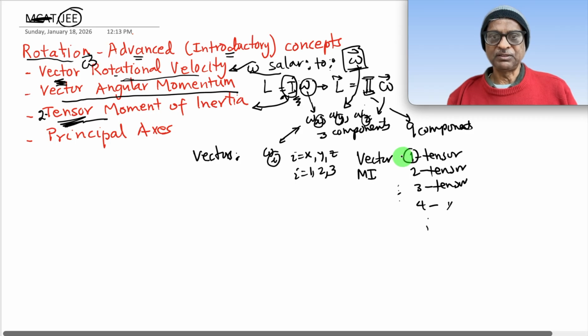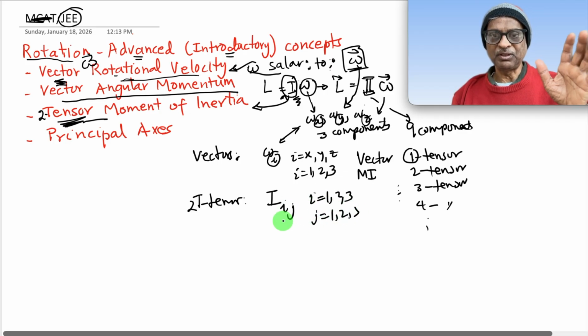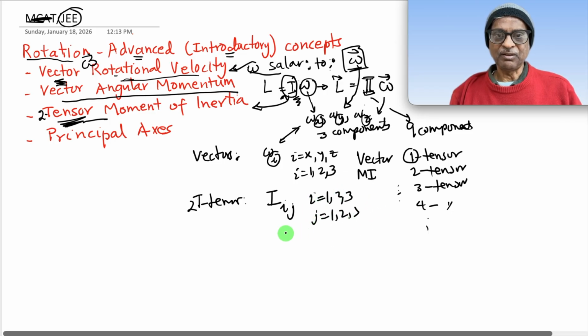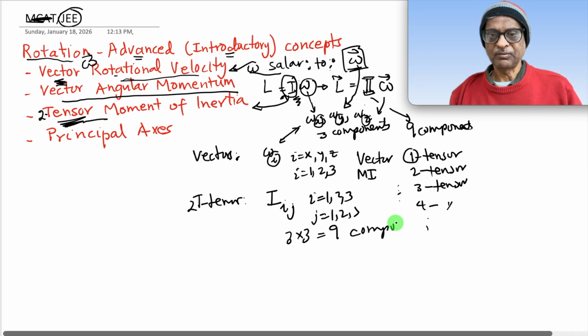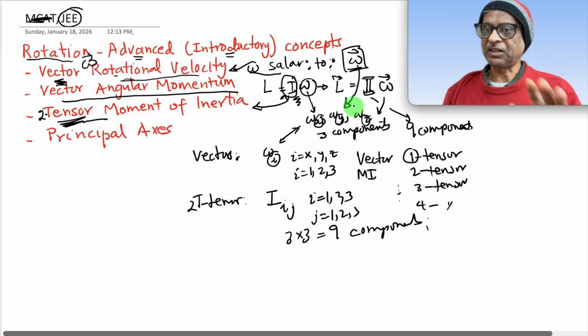So if I have a 2-tensor, say this guy, we're talking moment of inertia, then you'll have some i and j, and i goes from 1 to 3, and j goes from 1, 2, and 3, independently. So that's 3 times 3, that means 9 components. And that's where the 9 comes from for moment of inertia. And we'll see how that comes, okay?